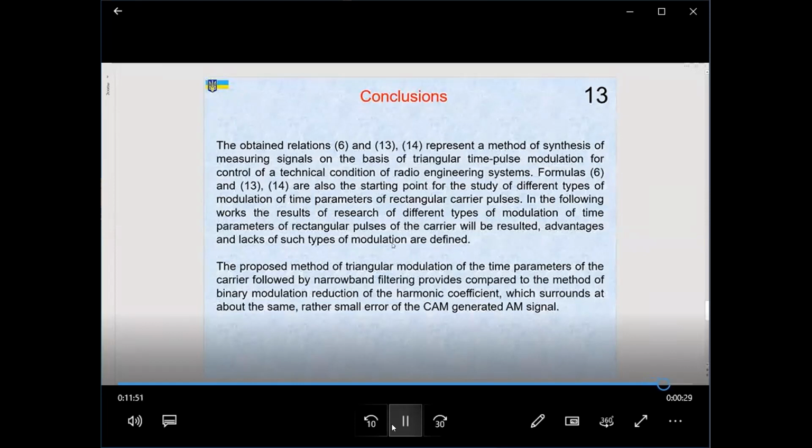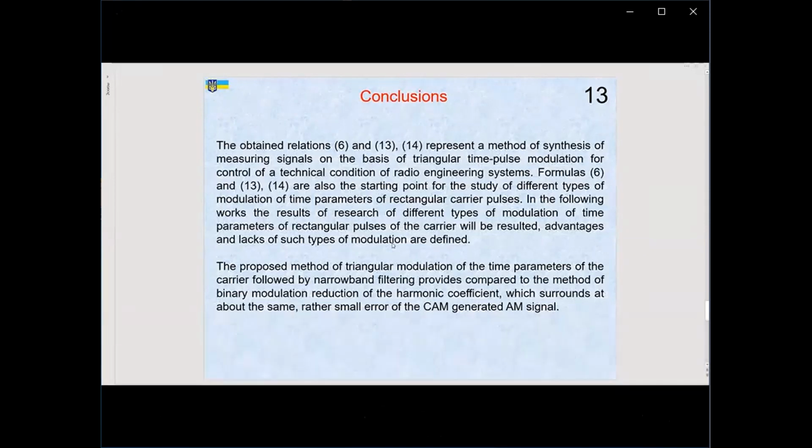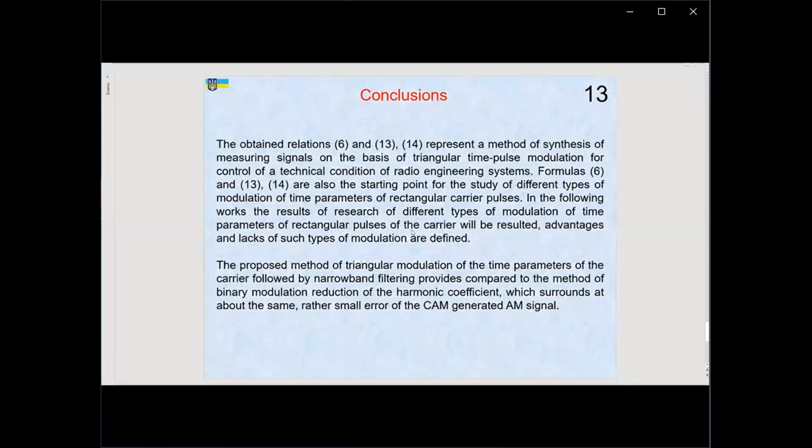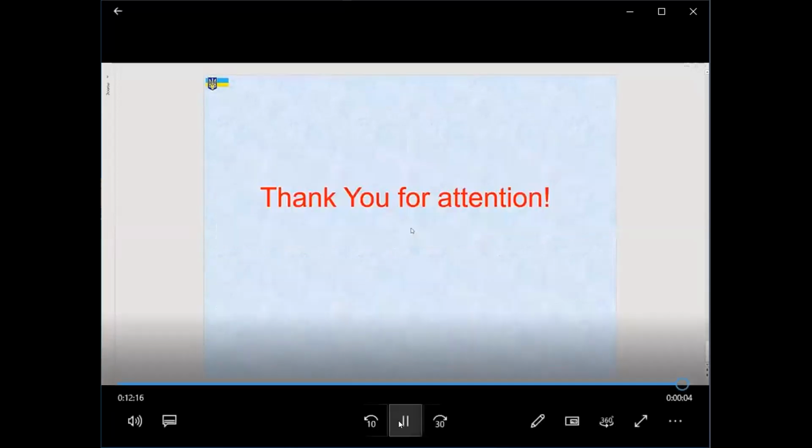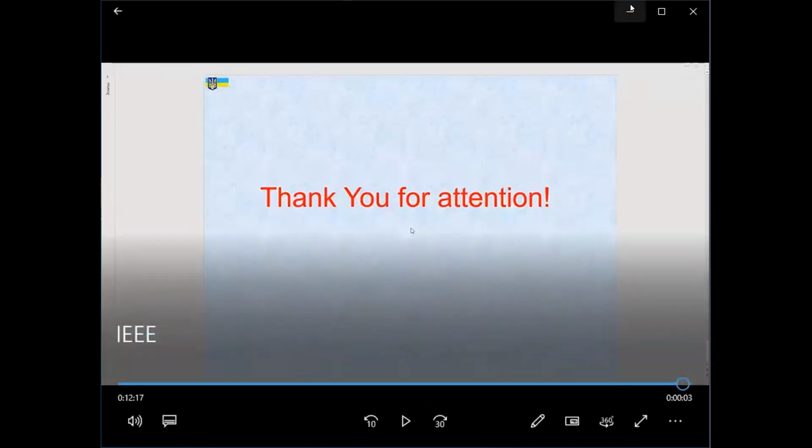The proposed method of triangular modulation of the time parameters of the carrier, followed by narrow band filtering, provides, compared with the method of binary modulation, a reduction of the harmonic coefficient and approximately the same small error of the CAM generated IM signal. Thank you for attention.